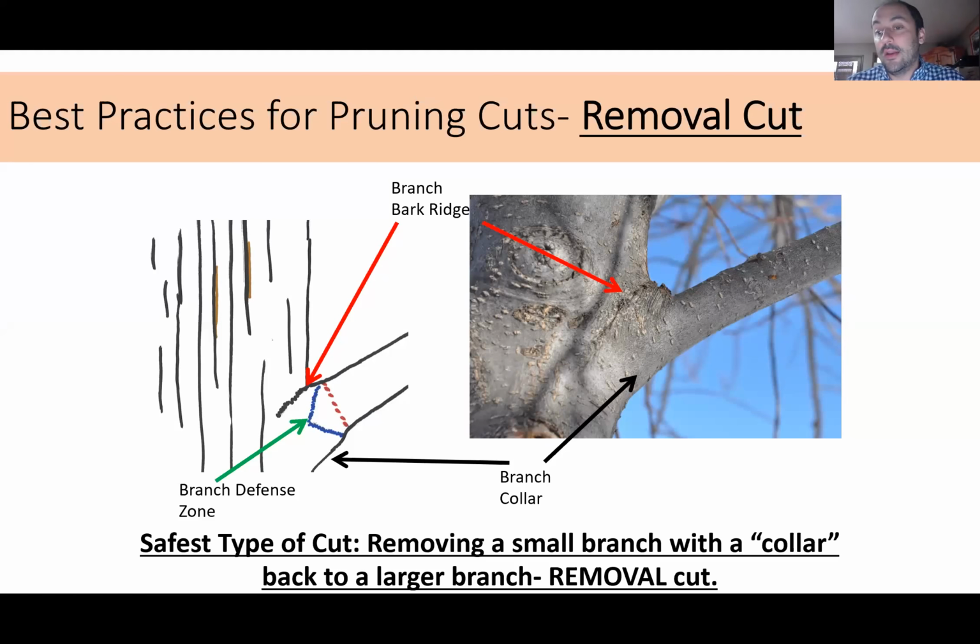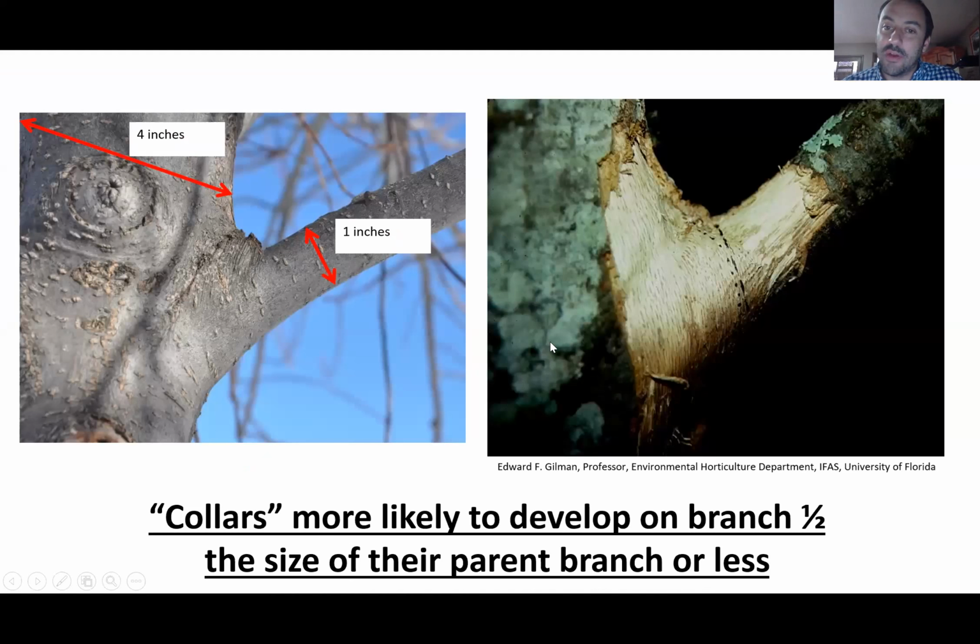If you take off a branch that has what we call a collar, it is a very safe pruning cut with low risk of decay, especially when it's smaller. So branch collars are the swollen area of tissue that occurs where branches meet. And I'm highlighting it here with my mouse, and I'll show you another picture of it coming up. It's a swollen area of tissue.